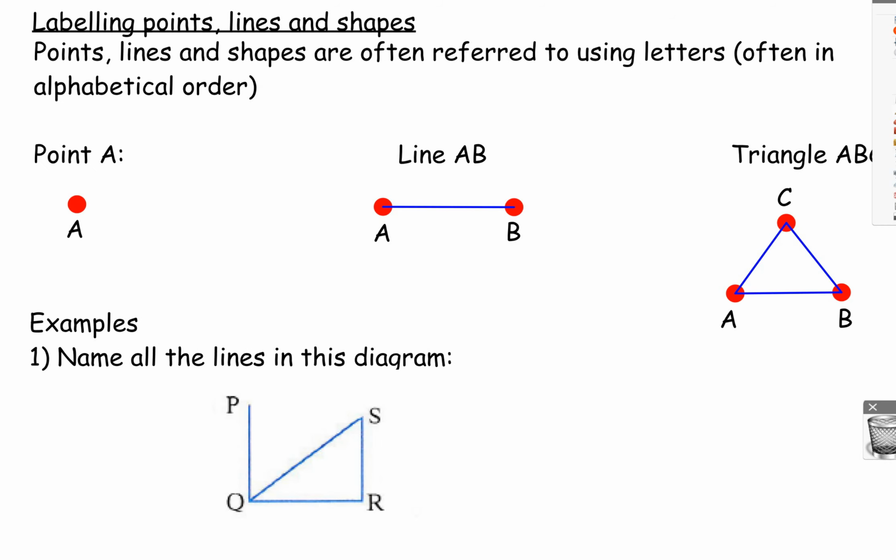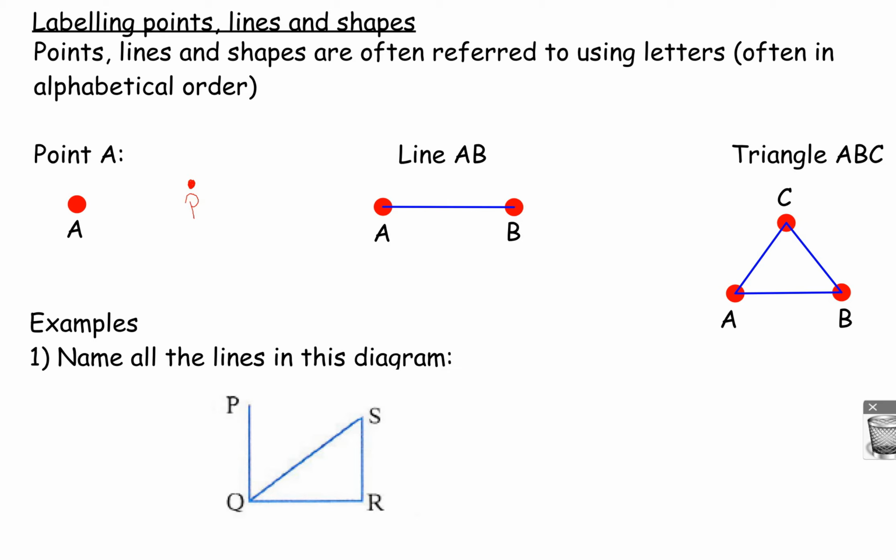Now it's important that we know how to label points, lines, and shapes. So we often refer to points, lines, and shapes using letters, and those letters tend to be in capital. So we usually use capital letters, and we order them in alphabetical order. So if we know that we have a point, that may be called the point A. Or, for example, if I drew this here, that may be called the point P.